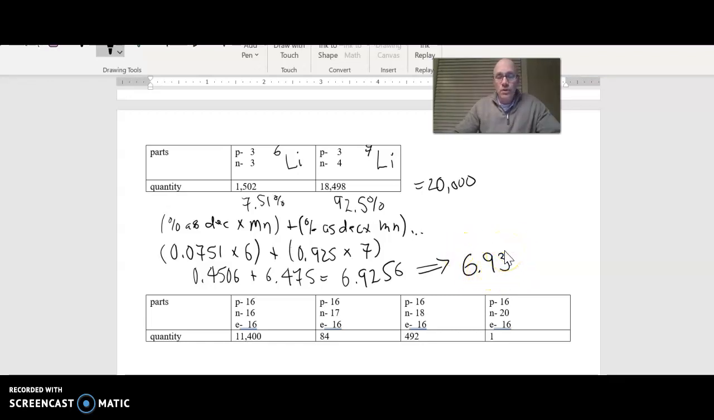So one thing you want to do is make sure that your answer makes sense. If we have 92.5% of this variety and 7.51% of this variety, there's 2 things that we know. First of all, our answer has to be between 6 and 7, because it's an average of only those 2 varieties. Second of all, it's going to be closer to 7 because there's so many more of that particular variety. And notice how this is much closer to 7 than it is to 6.